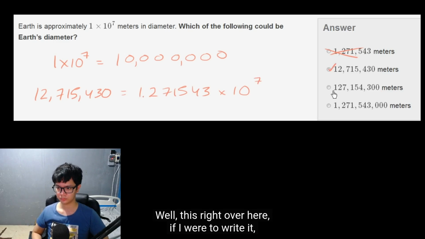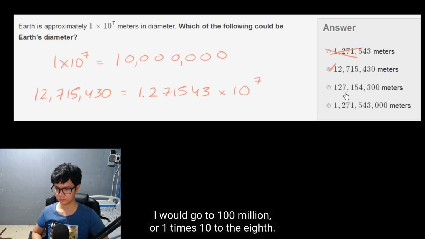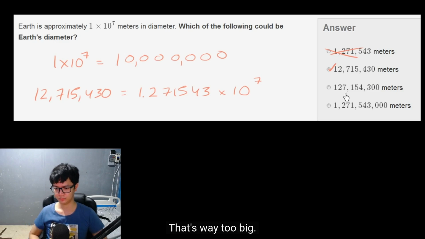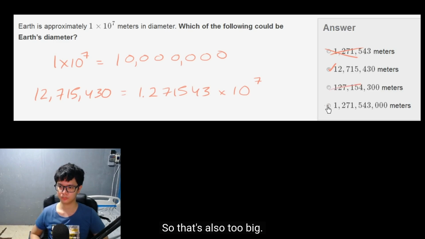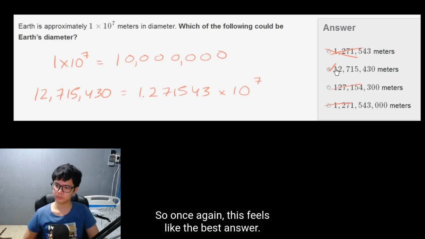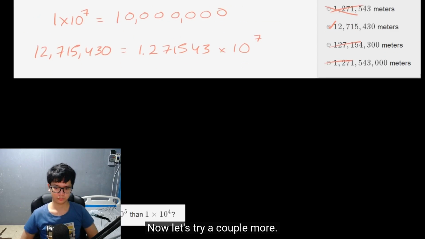Now let me just verify. Well, this right over here, if I were to write it, I would go 100 million, or 1 times 10 to the 8th. That's way too big. And this, if I were to write it, I'd go to a billion, or 1 times 10 to the 9th. So that's also too big. So once again, this feels like the best answer. Now let's try a couple more.